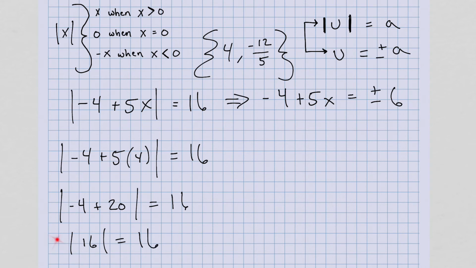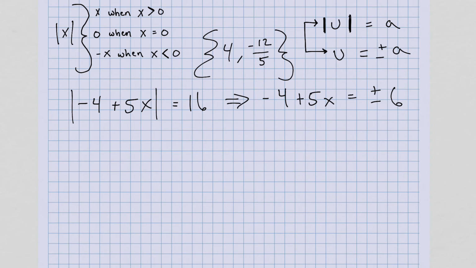That's true. Why is it true? Because here, 16 is greater than 0, and when x is greater than 0, the absolute value of x just equals x. So that's true. Now let's plug in negative 12 over 5. We get the absolute value of negative 4 plus 5 times negative 12 over 5 equals 16.